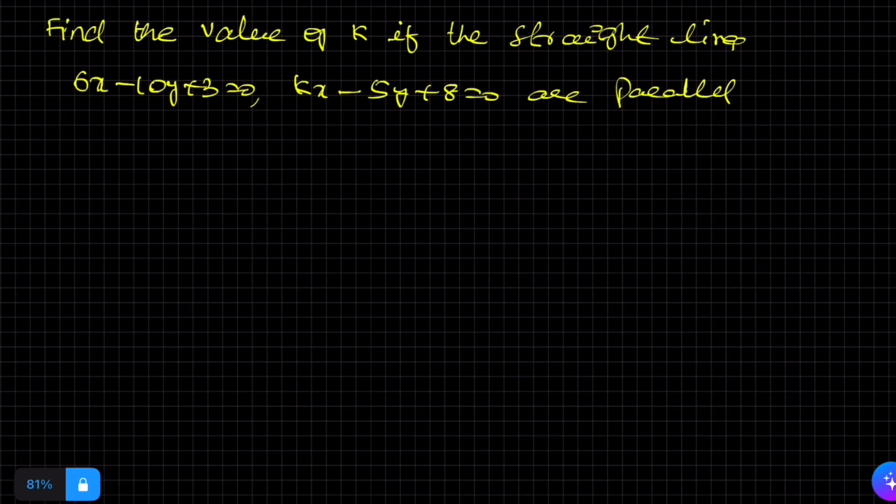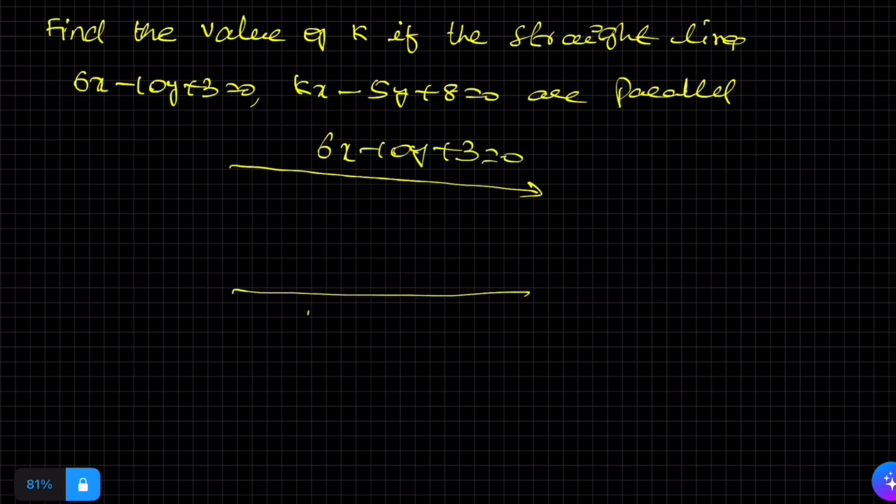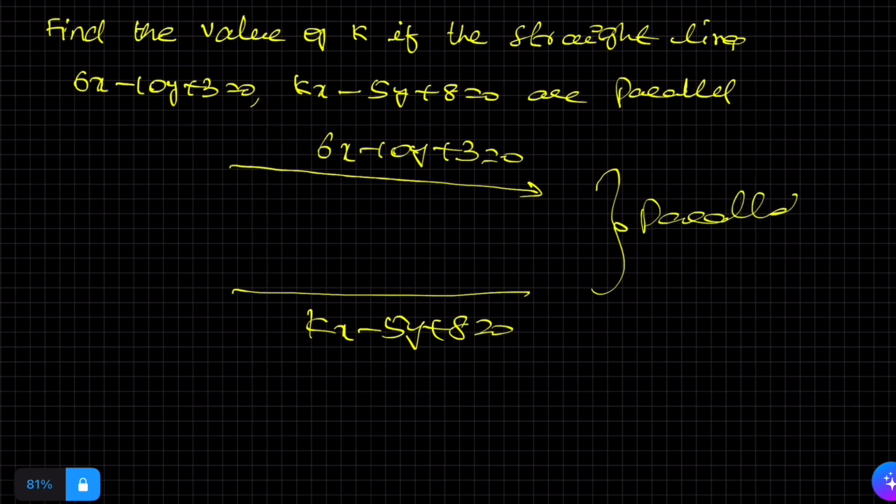In this question, we have two straight lines which are parallel to each other and we need to find the value of k. So here the first line is 6x minus 10y plus 3 equal to 0. The second straight line is kx minus 5y plus 8 equal to 0. Now these two lines are parallel to each other.